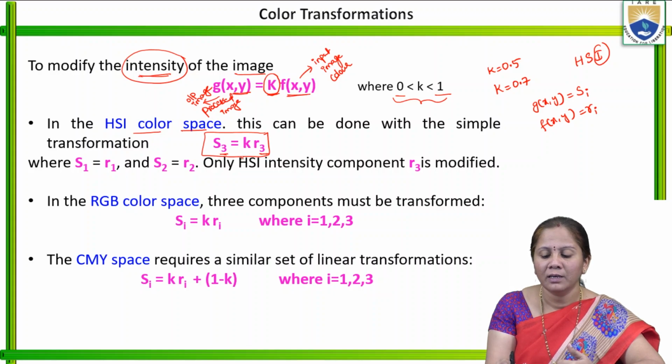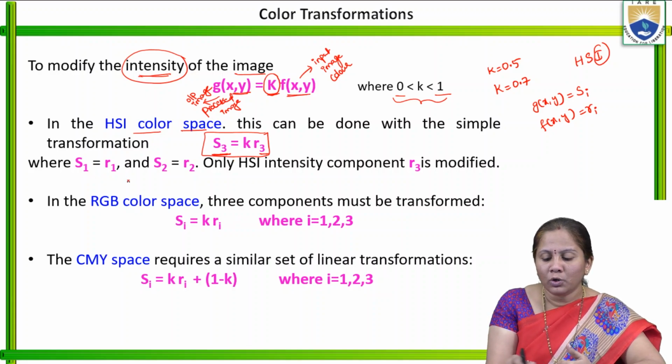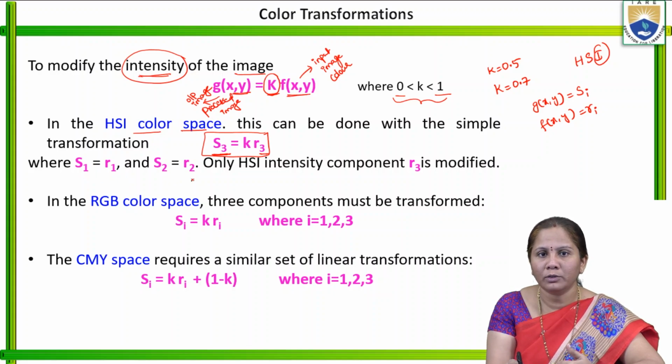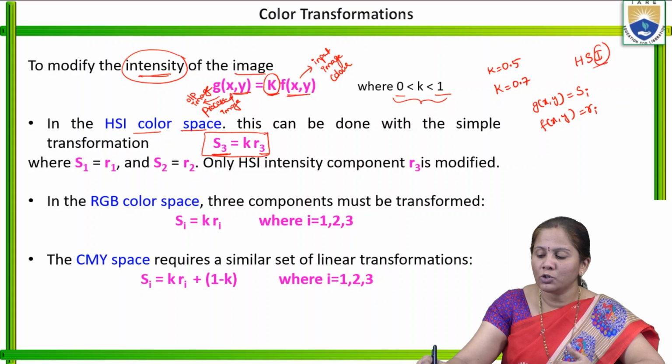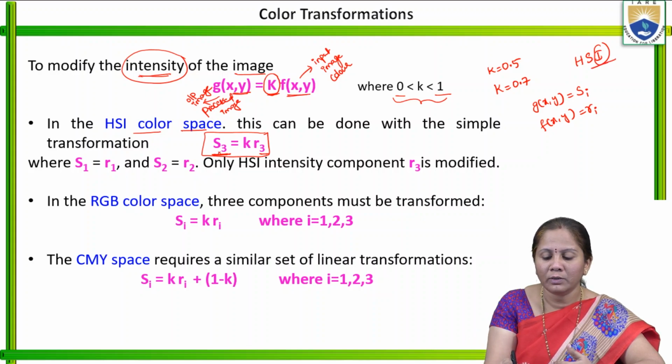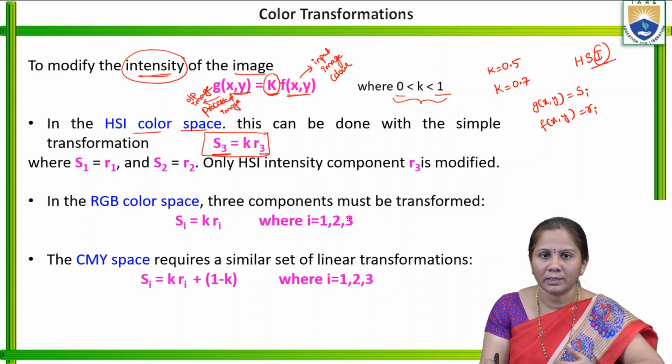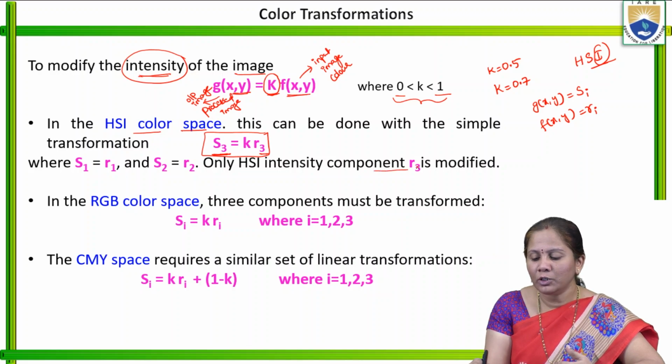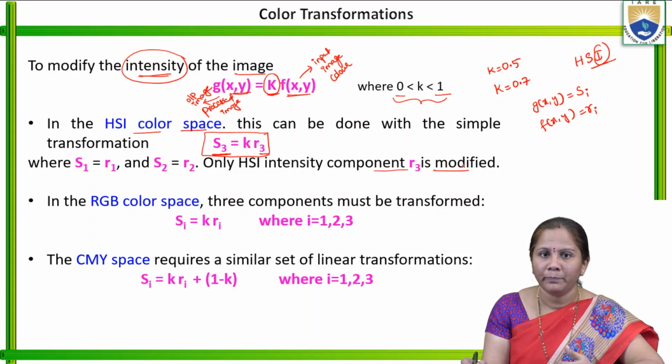So if you multiply K with R3, that is for intensity, we are going to get a change in intensity in the output image, that is S3. So in this HSI model, S1 is equal to R1 and S2 is equal to R2. We are not going to modify hue and saturation. We are going to change only intensity. So S3 is equal to K into R3. Only the HSI intensity component R3 will be modified.